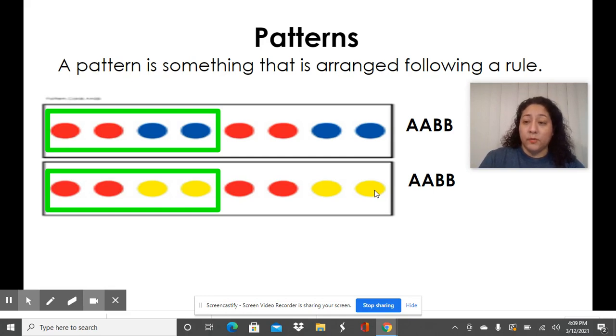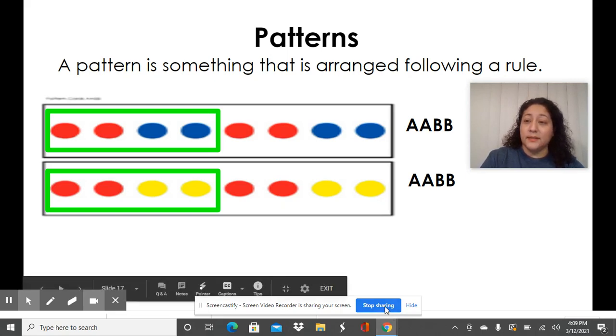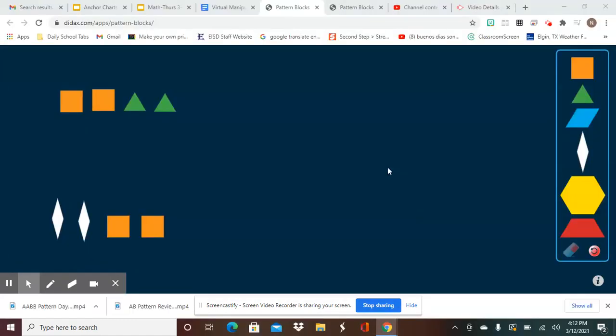Okay, so that's what we're going to be reviewing again, the AABB pattern, and then we're going to do an activity, and then I'm going to show you your homework, okay? Let's get started. Okay, so for today, we're going to be finishing 2 different AABB patterns. I'm going to say that again. We're going to be doing 2 different AABB patterns. Here we have one on the top, and then here we have one on the bottom.